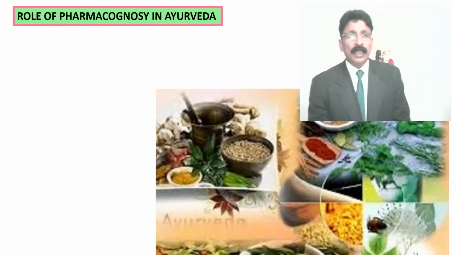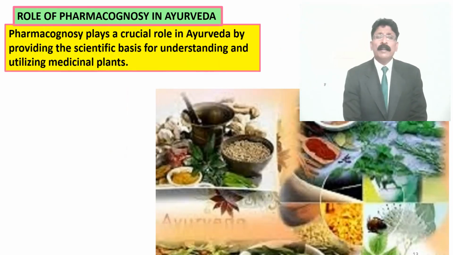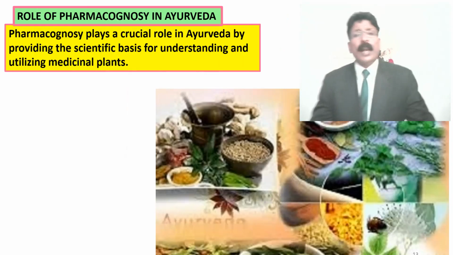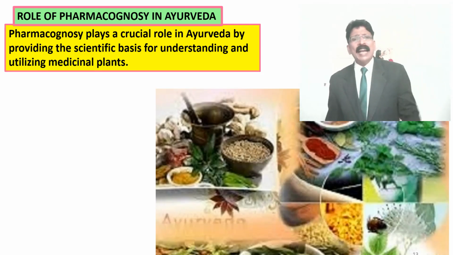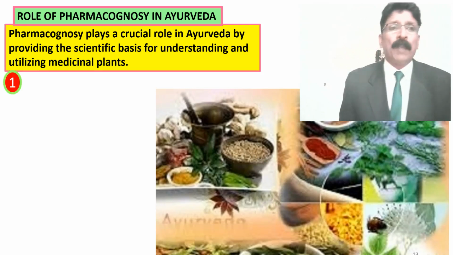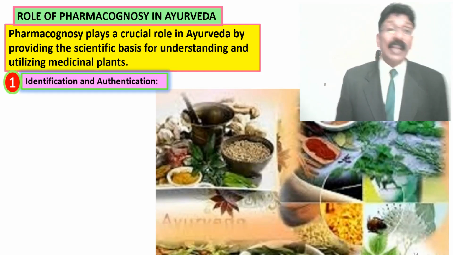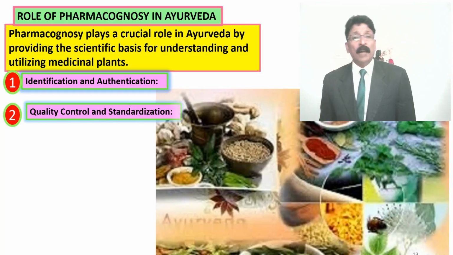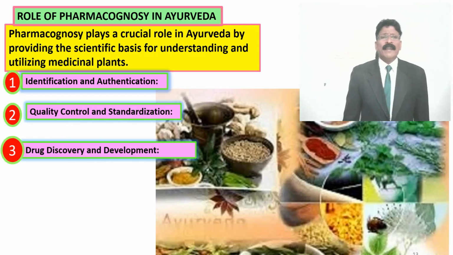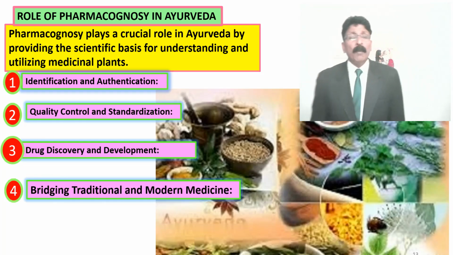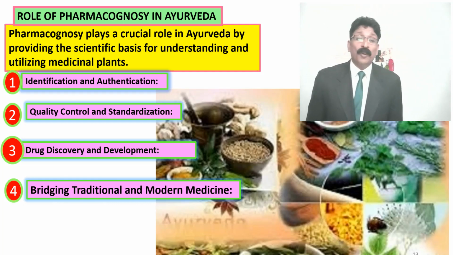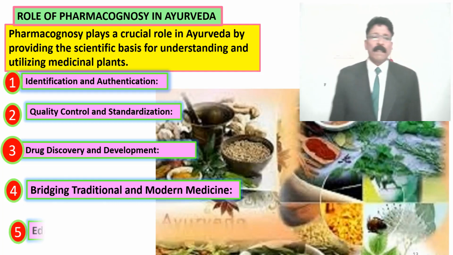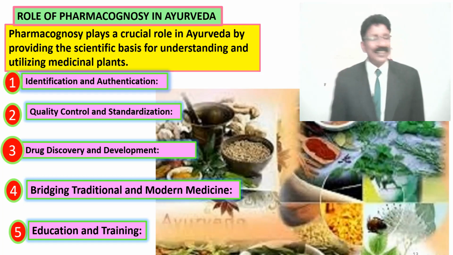The role of pharmacognosy in Ayurveda. Pharmacognosy plays a crucial role in Ayurveda by providing the scientific basis for understanding and utilizing medicinal plants. Number one, identification and authentication. Number two, quality control and standardization. Number three, drug discovery and development. Number four, bridging traditional practice and modern medicine. Number five, education and training.